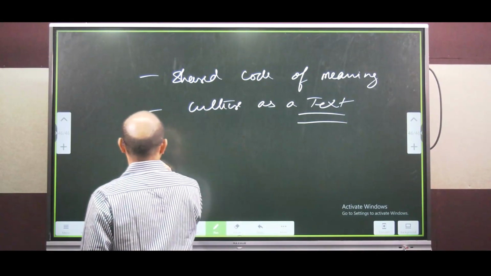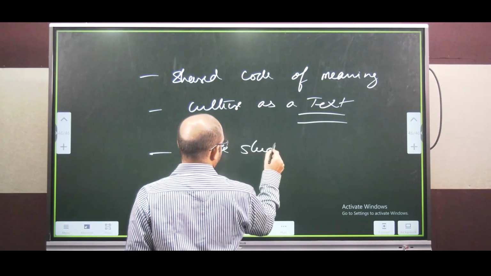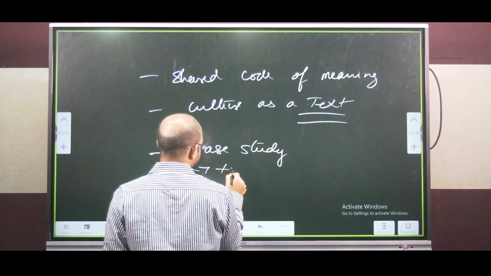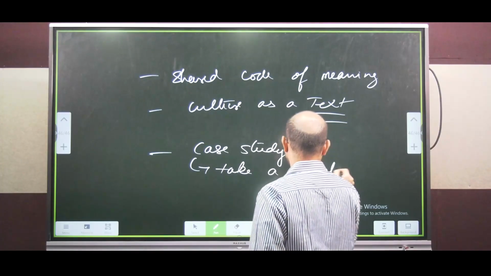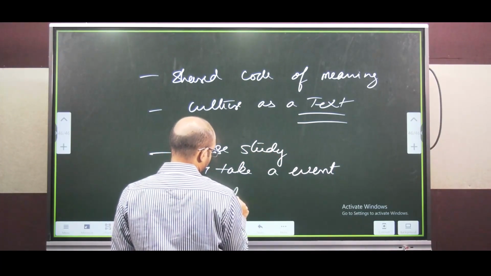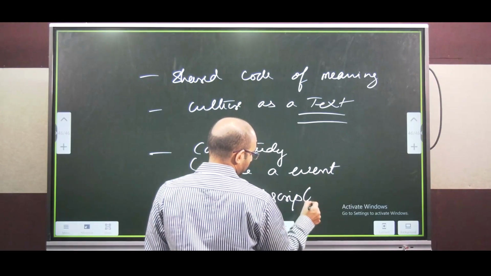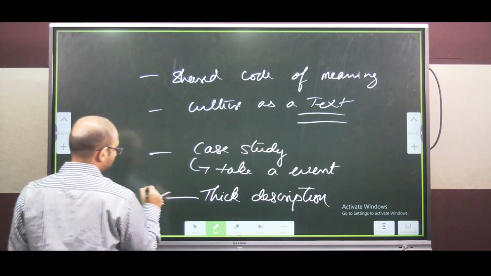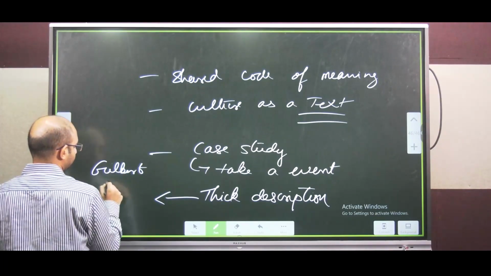And how should we do this? For this he proposes that we should do a case study approach, that is, take an event and focus on it and do a focused study of an event, and he calls that focused study of an event thick description. This idea was given to him by another person called Gilbert Ryle.